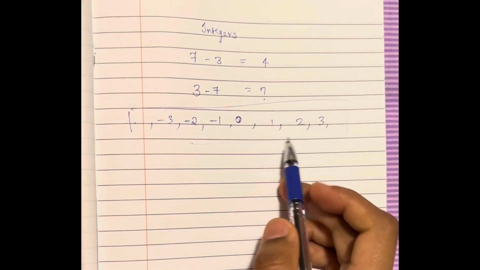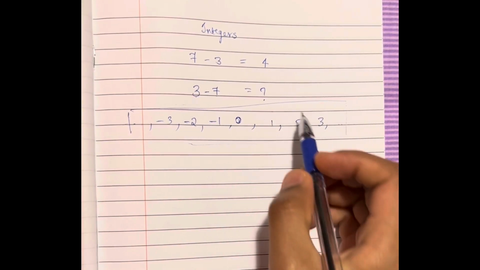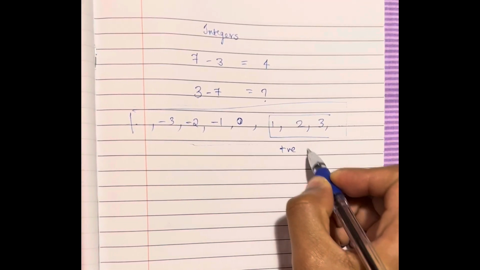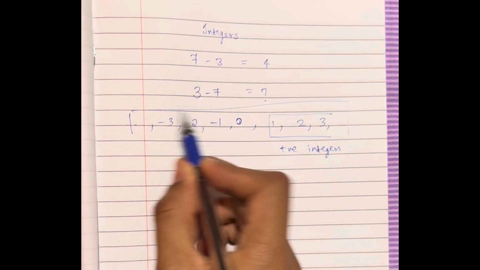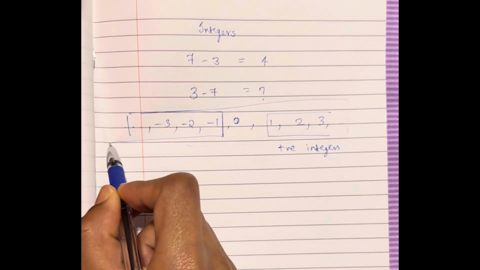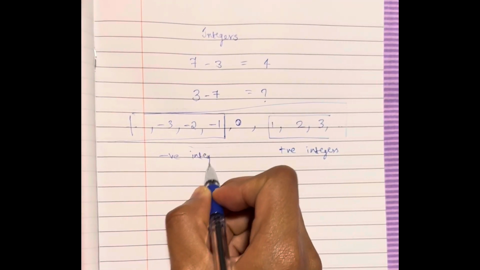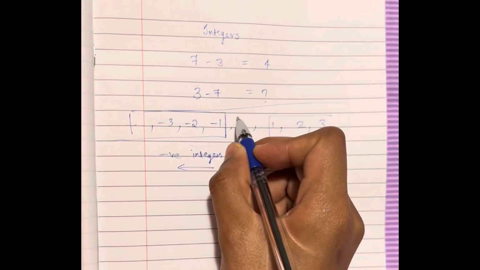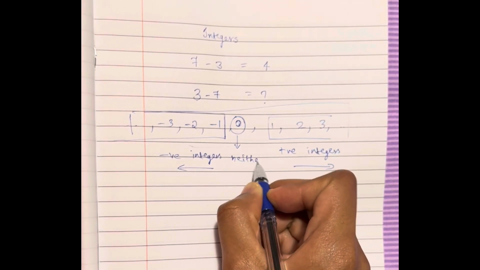Okay, so now these numbers, that is 1, 2, 3, etc. would be called positive integers. Whereas over the left side, that is minus 1, minus 2, minus 3, minus 4 and so on would be called negative integers. Whereas 0 is neither positive nor negative.